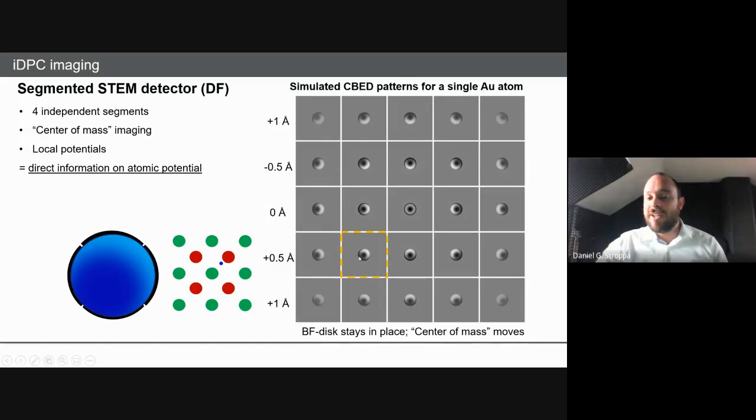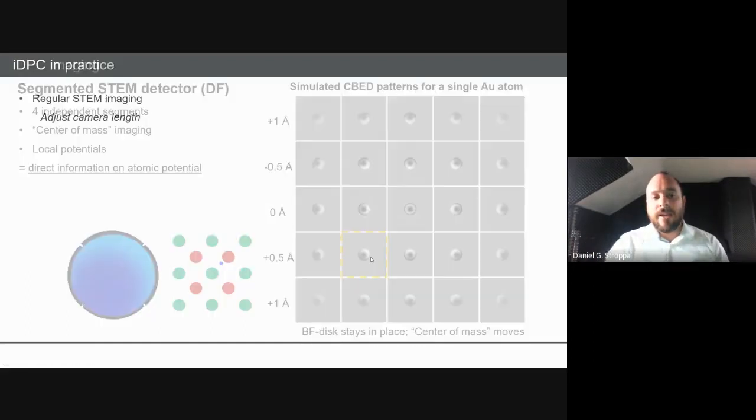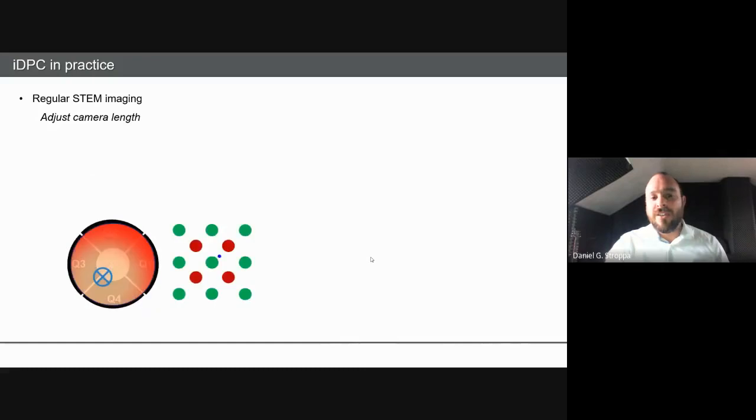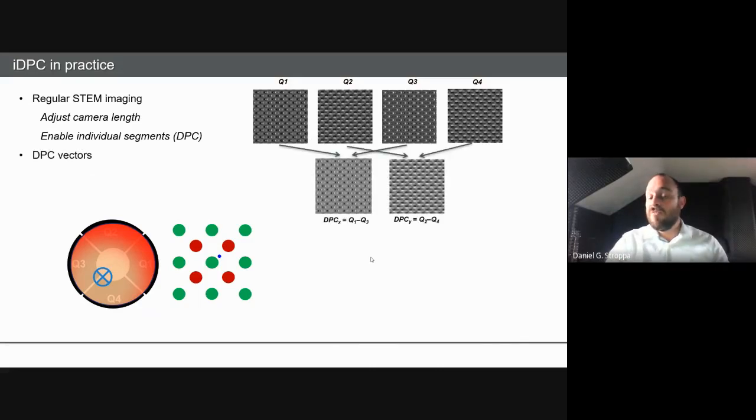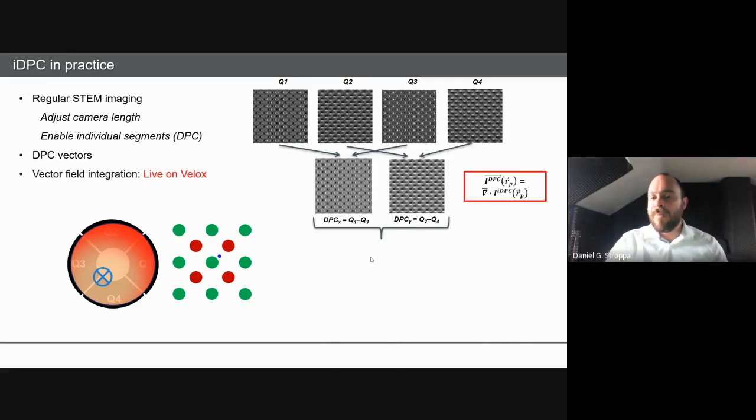And here, the physical idea behind it is that the deflection you have, this center of mass that is changing as you travel through the sample, is related to the electrical fields in the sample. And if you integrate this contribution, the integral of the electrical field gets you to the potential. So that's the idea of mapping potentials in the sample using a segment detector. That's the idea of iDPC, the integrated DPC.